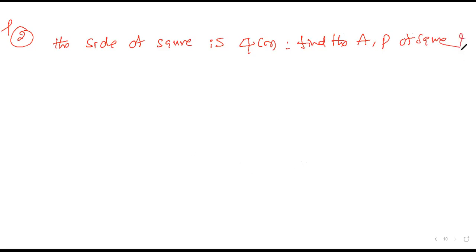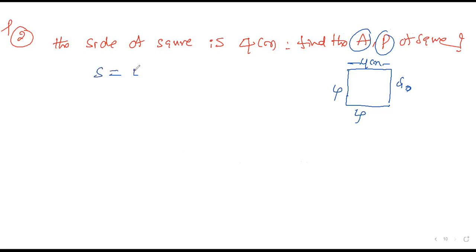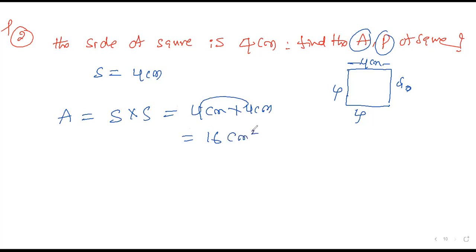After the given data, please draw the figure. This is a square. In a square, all sides are the same. That is what they mentioned. One side is 4 centimeter, all are 4 centimeter. They're asking the area and perimeter. Let us take side S as 4 centimeter. What's the area of a square? Formula S into S, that is 4 centimeters into 4 centimeters. The answer is 16 centimeters square. That is important.